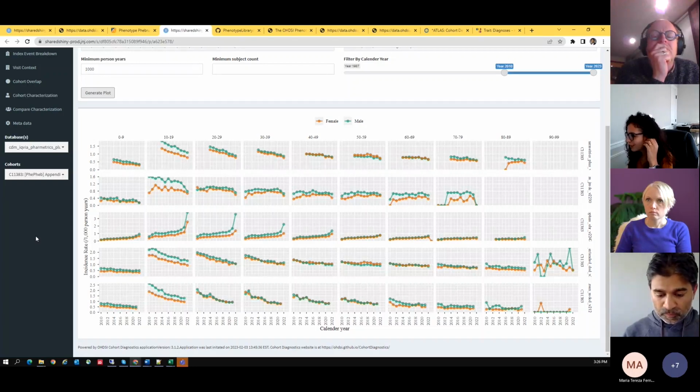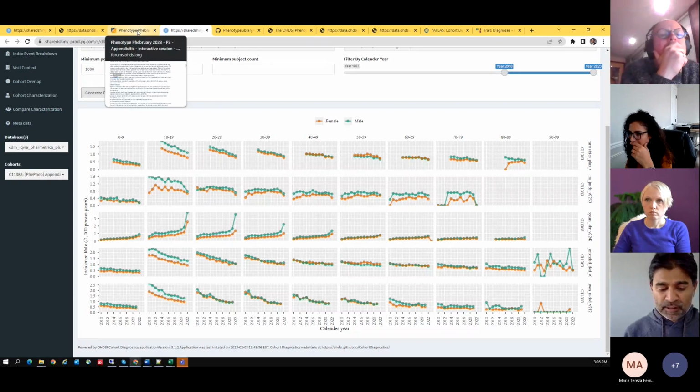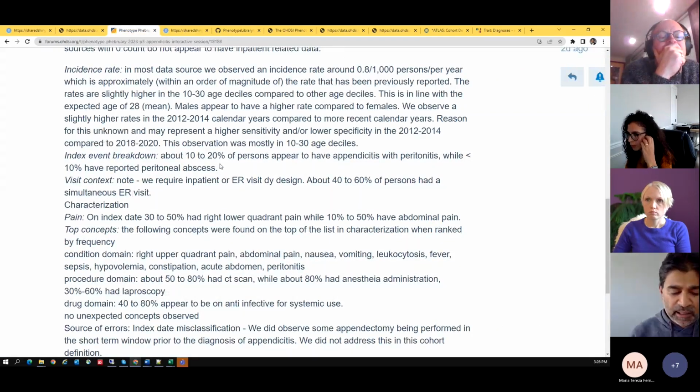But do we agree that this is consistent with at least the demographic breakdown of what we expect for appendicitis, age and gender? Everybody, anything? Okay, good. So that is consistent. So that made me feel like the persons that are being captured are consistent with the clinical idea.